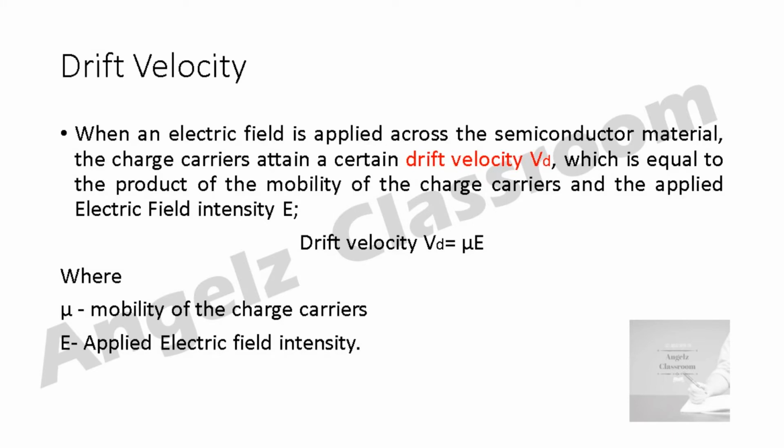First let's see what is drift current. Before getting into drift current, we have to understand a concept, that is drift velocity. When an electric field is applied across the semiconductor material, the charge carriers attain a certain velocity, and that velocity is called drift velocity. This drift velocity is equal to the product of mobility of charge carriers and the applied electric field intensity.